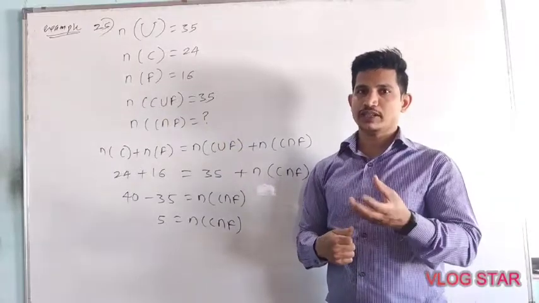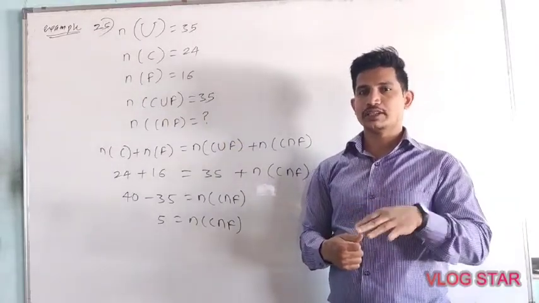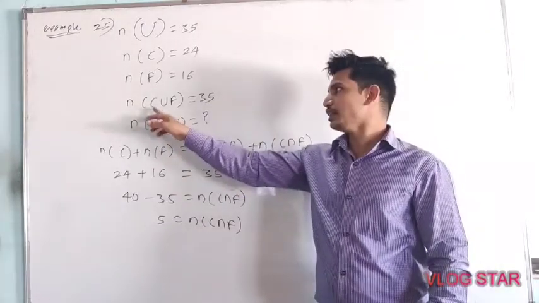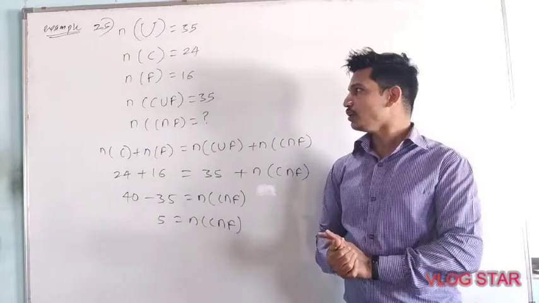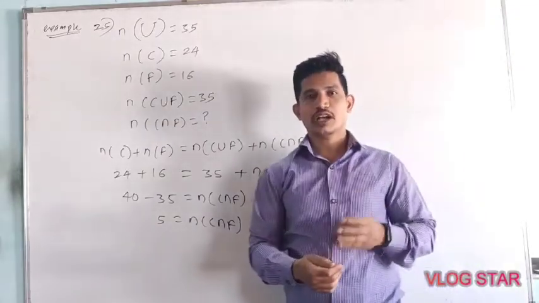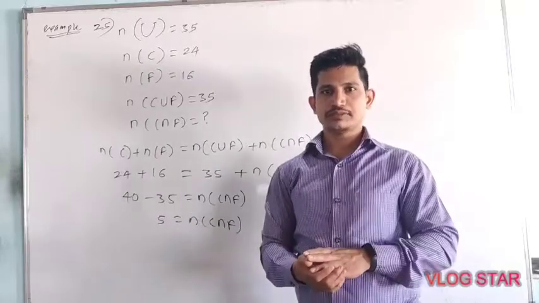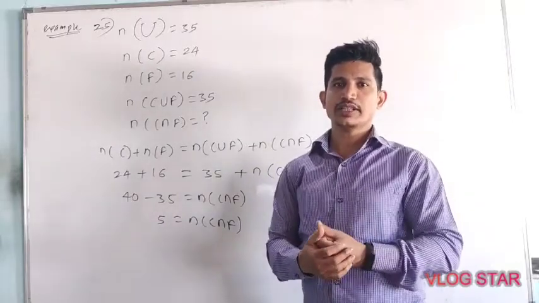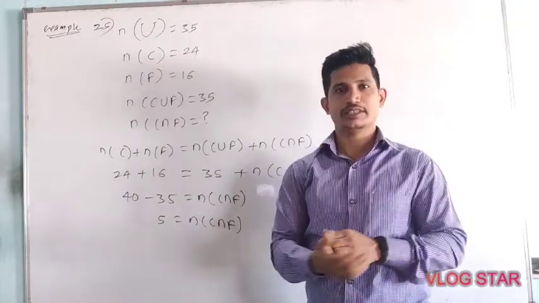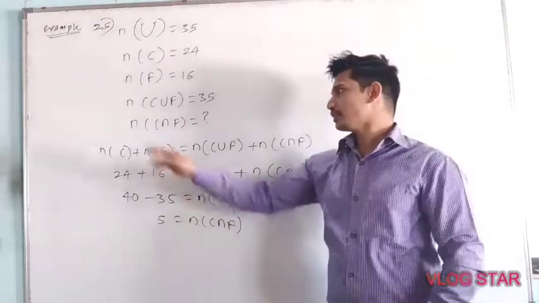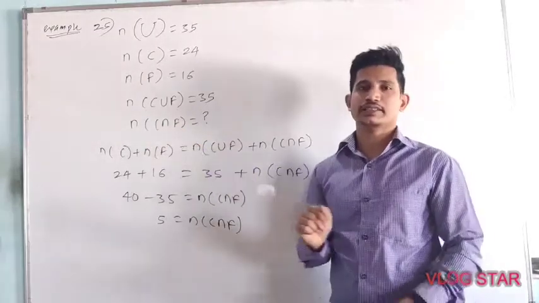So out of 35 total, 35 students are playing cricket or football. Means C union F is 35. Now what are you finding? How many students like to play cricket and football both? How many students like to play both cricket and football? So see, C intersection F. Both means it is an intersection.